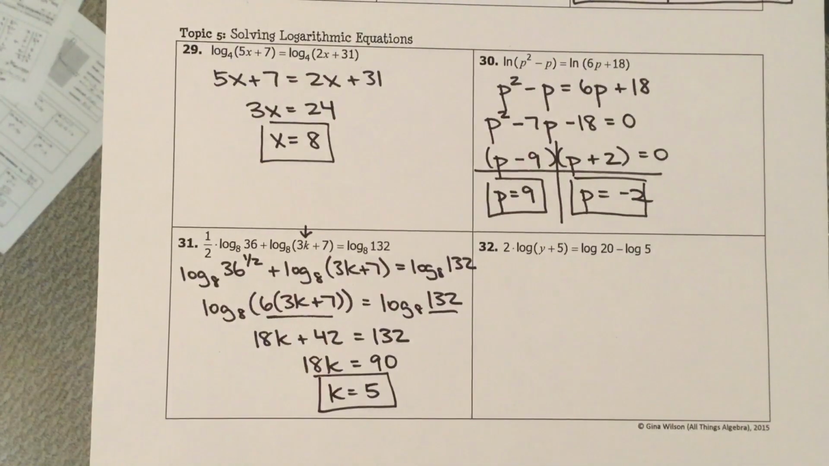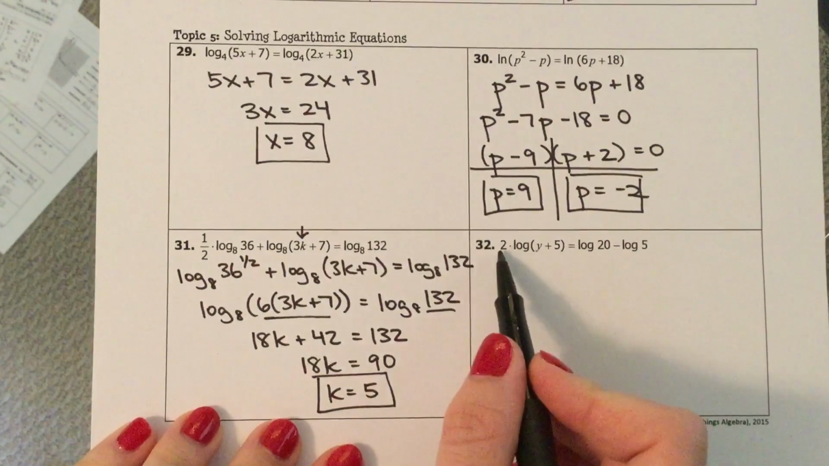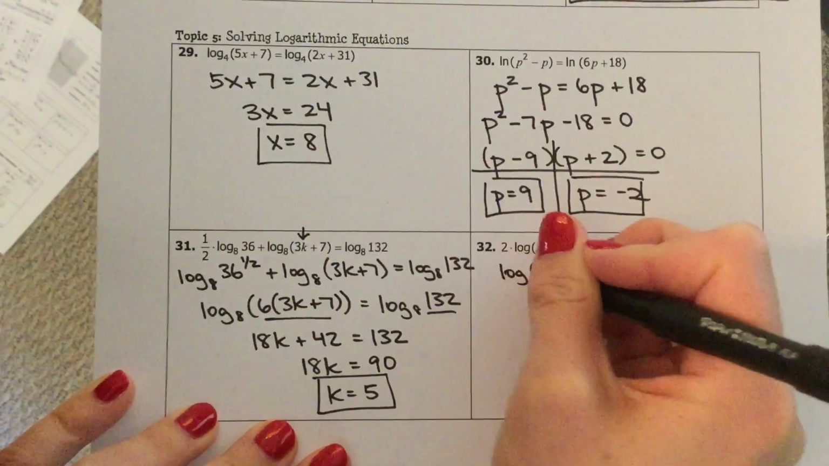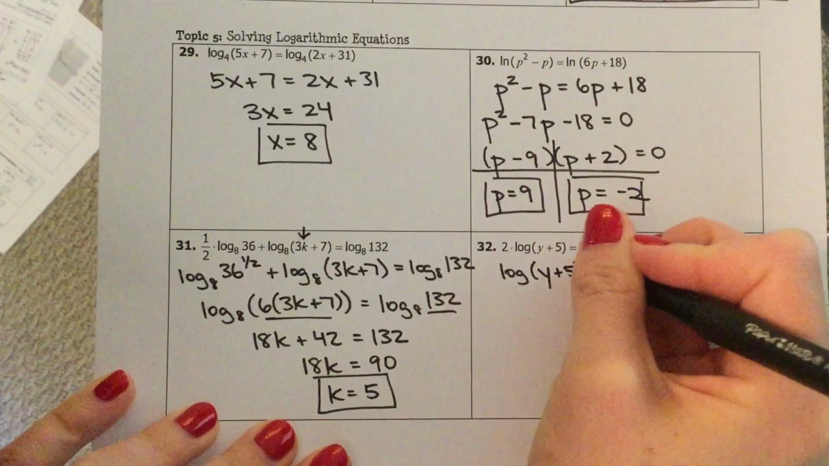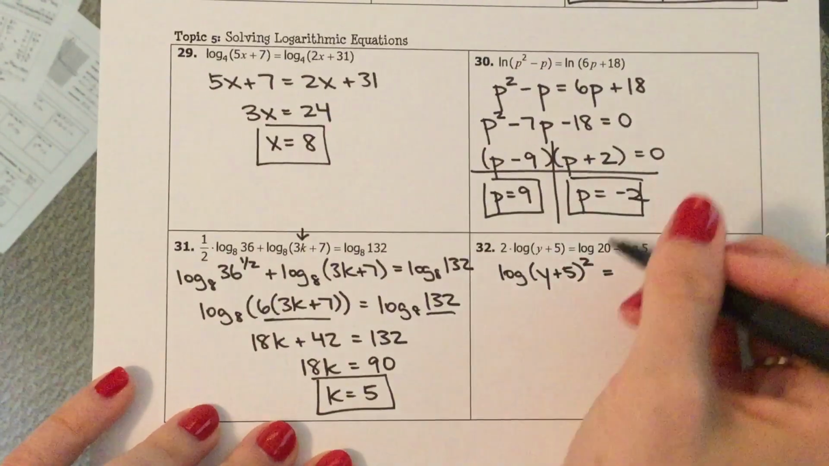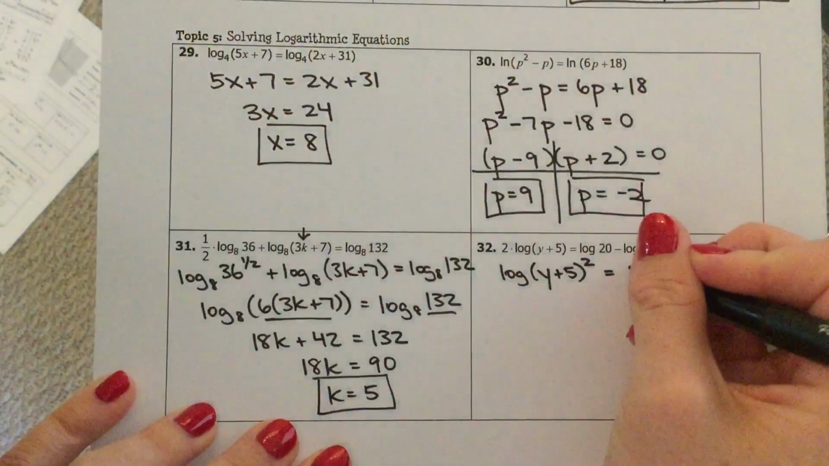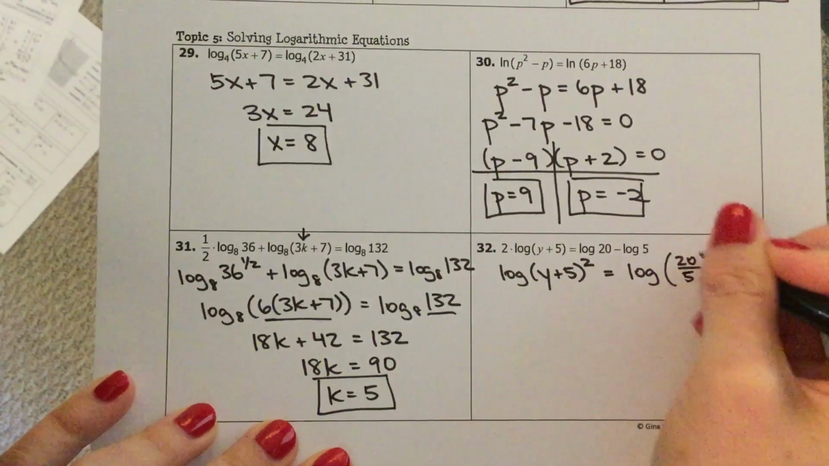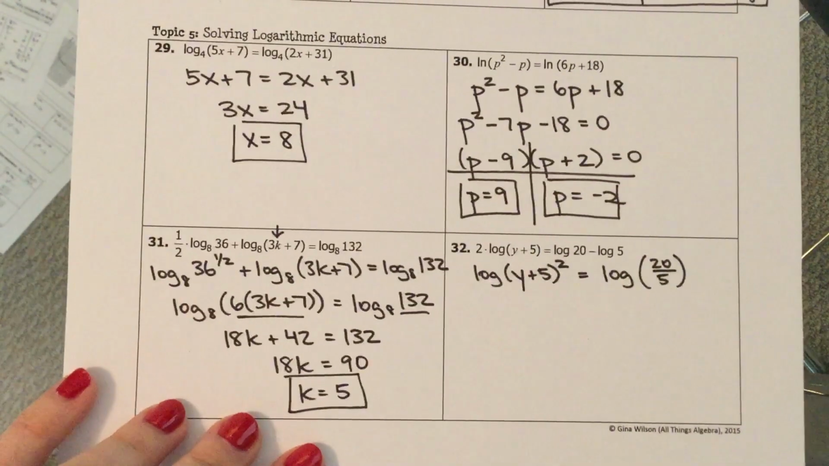All right, 32, I've got another one of these, another log equals log, and this time the right-hand side and the left-hand side need to be simplified up a little bit. So I would take this 2, and I'm going to move it inside as an exponent. So I have the common log of y plus 5 to the second. On the right-hand side, this is a quotient rule. I have log minus log, so what I can do is make it 1 log where I take what's on the inside and write it as a quotient, like that.